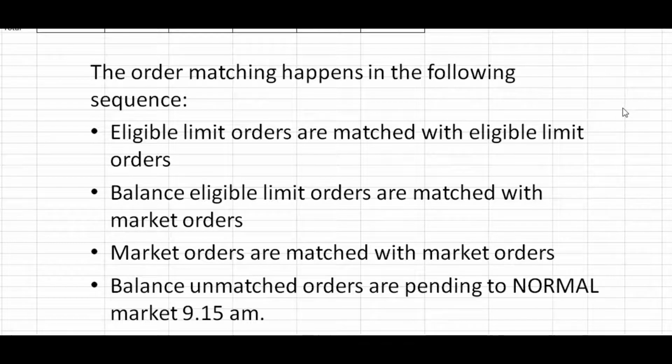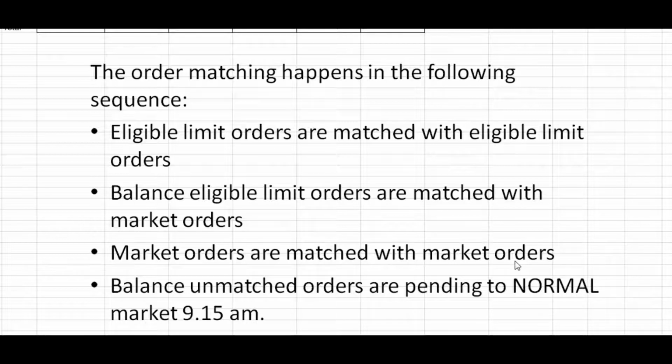In this first in first out method, these are the rules. The eligible limit orders are matched with eligible limit orders, so an eligible buyer, then an eligible seller. Whoever comes first, if the buyer comes first, he will be the eligible buyer, then the eligible seller. The seller will be matched with the best buyer. The balance of eligible limit orders will be matched with the market orders, and market orders will be matched with the market orders.